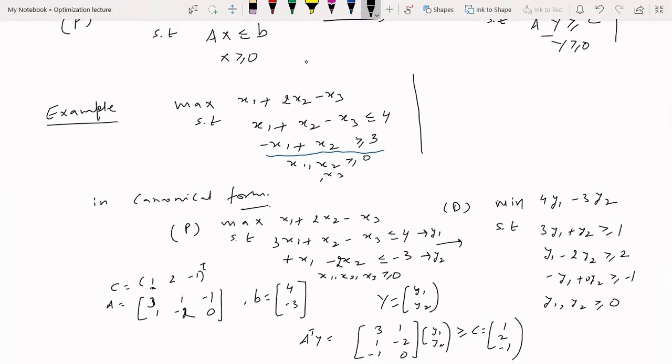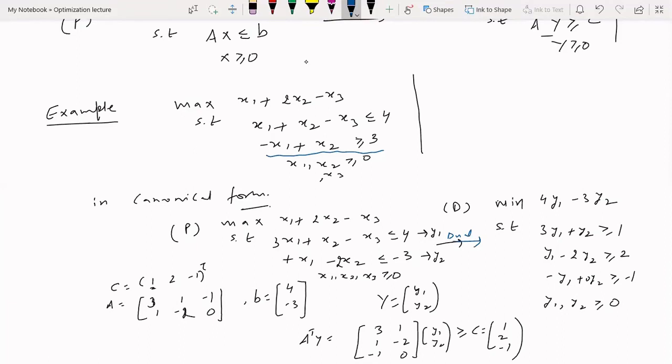So this is the dual of my given problem, which is in the canonical form. I converted the problem into canonical form, so I'm able to write the dual of this problem. Okay. So this is a tool.